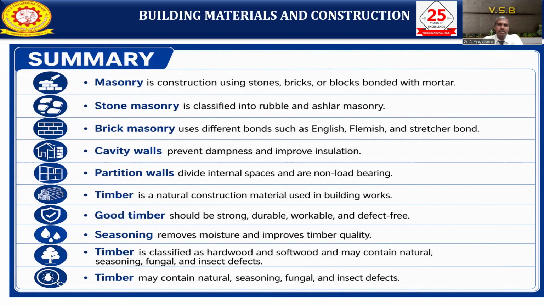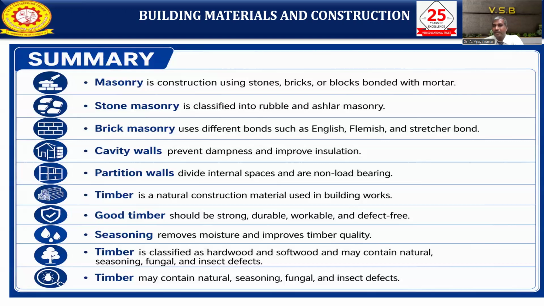In masonry, we use stone, bricks and concrete blocks bonded together with mortar, and that is called masonry. Again, this masonry is classified into stone masonry and brick masonry. Stone masonry is classified into rubble masonry and ashlar masonry. In brick masonry, we use different types of bonds: English bond, Flemish bond and stretcher bonds. Further, we discussed the cavity walls and the partition walls, and where we can use these types of walls.